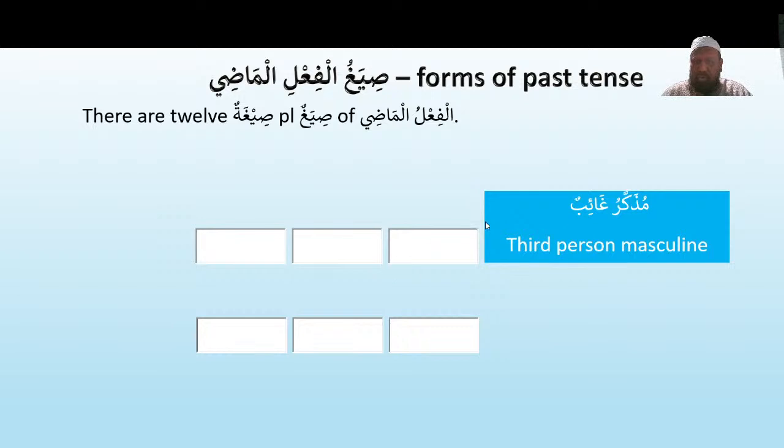Mudhakkarun ghaibun. Third person masculine. So al-mufrad, a singular. So if we take a verb, for example, let's take jalasa.